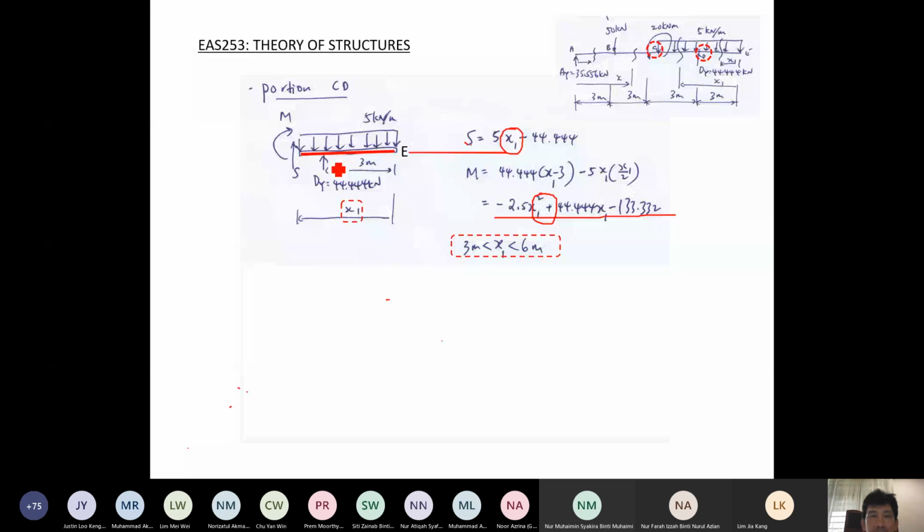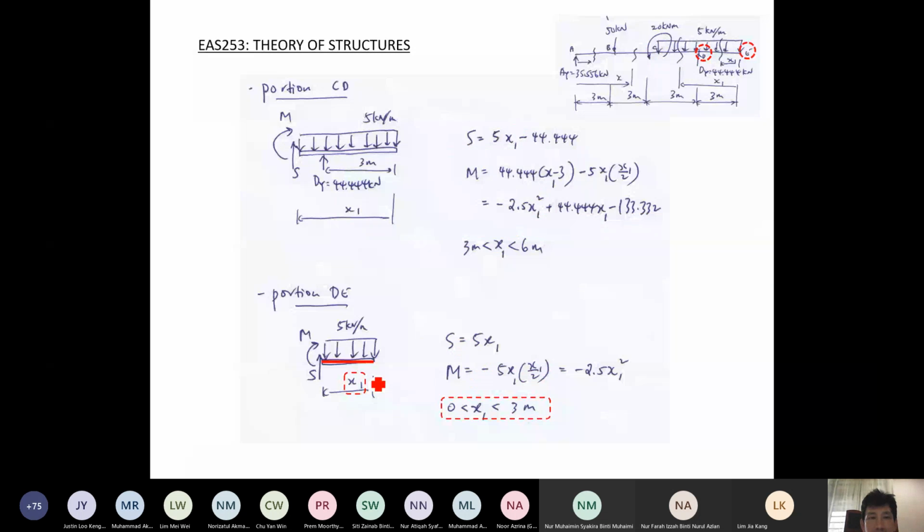The last portion, the same thing: we cut here, then we use the part on the right hand side of the cut as the free body diagram. Then using equilibrium equations, we get shear, there is an x here, and bending moment, there is an x squared here. And x1, the origin starts from E, and it represents any of the sections between E to D, so it takes values from 0 to 3. So this determines the variations of shear force and bending moment of different parts along the beam. We have covered portion AB, portion BC, portion CD, and portion DE, and we get them in the form of equations.